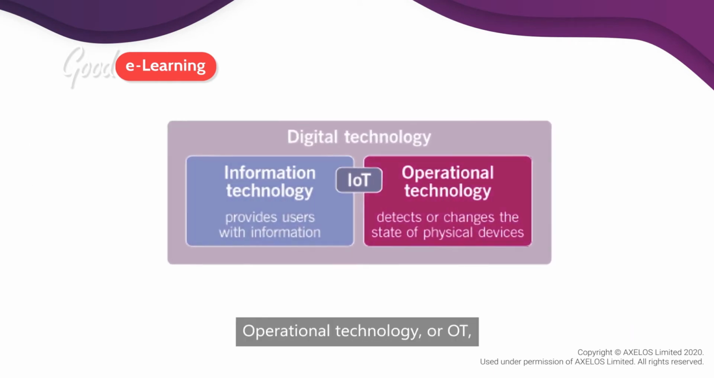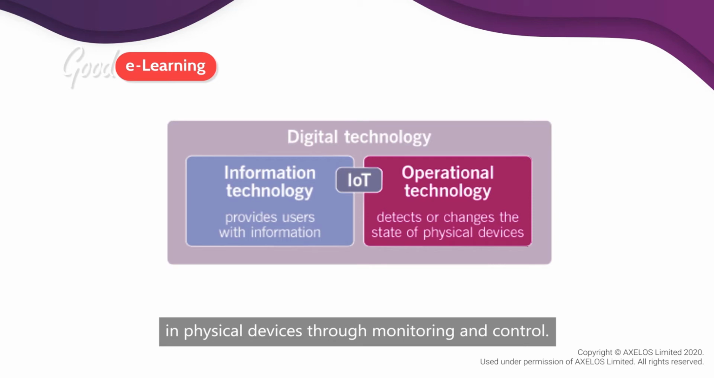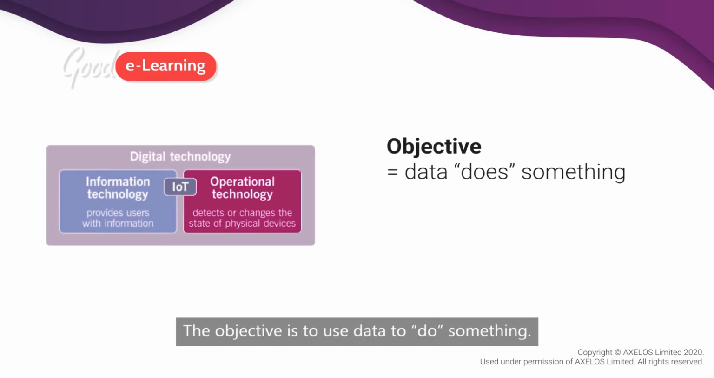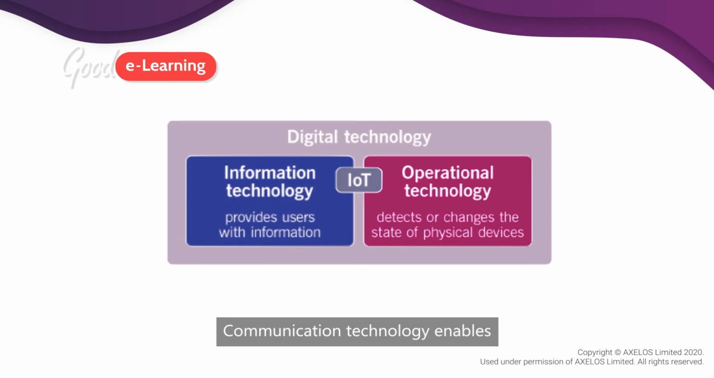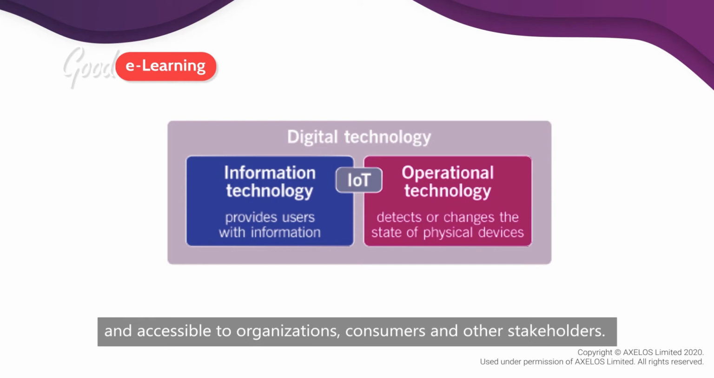Operational technology, or OT, is the application of digital technology for detecting or causing changes in physical devices through monitoring and control. The objective is to use data to do something. Operational devices are supported by communication and information technologies. Communication technology enables IT and OT to be highly mobile and accessible to organizations, consumers, and other stakeholders.